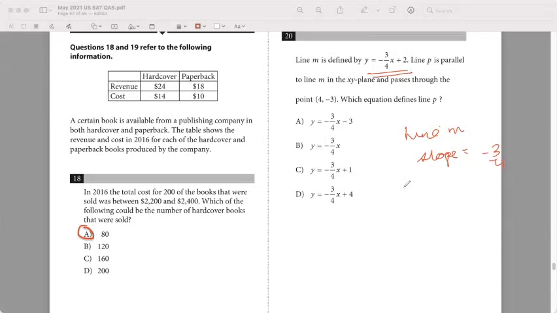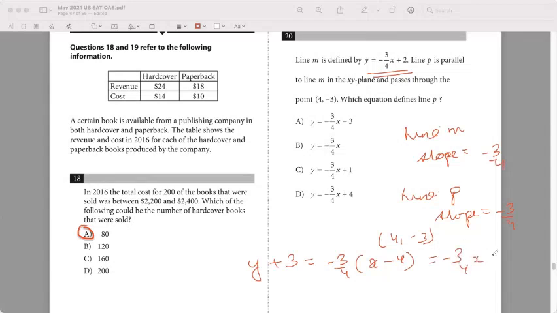And since P is parallel to M, for line P also, the slope will be negative 3 by 4, because parallel lines have the same slope. And P passes through the point 4 comma negative 3. So I can say y plus 3, y minus y1 is m times x minus x1, x minus 4. So then I can solve this. Minus 3 by 4x plus 3. So plus 3 and plus 3 cancel. So y is minus 3 by 4x, which is option B.